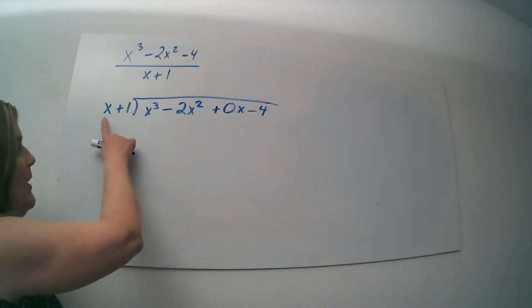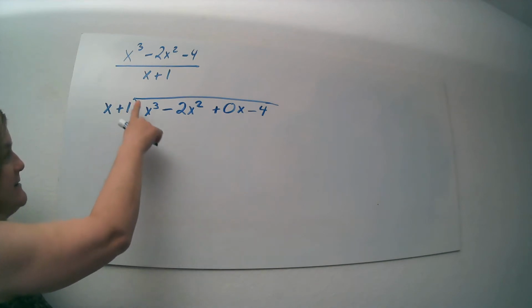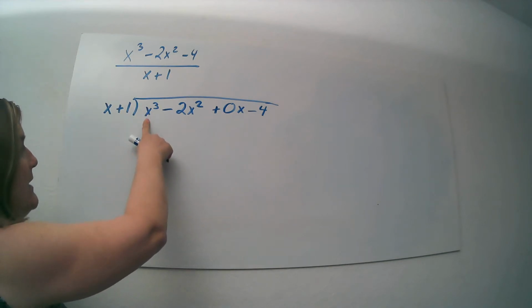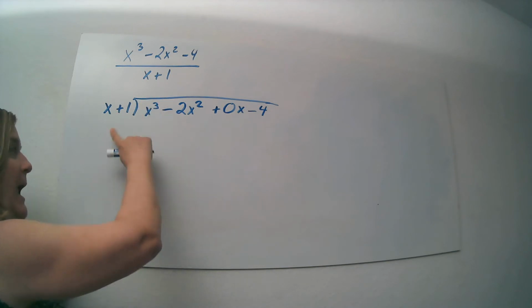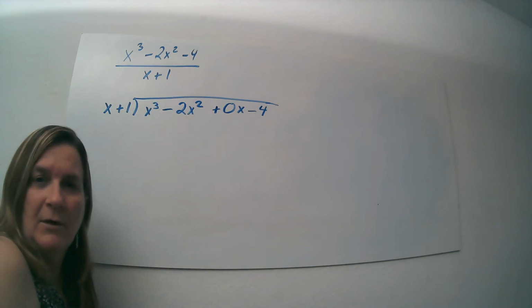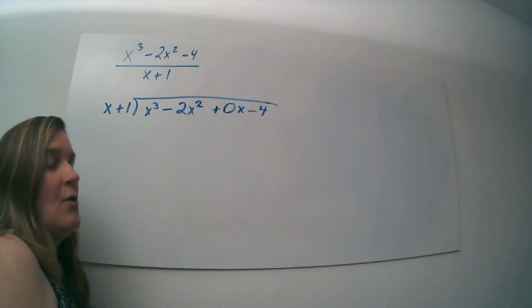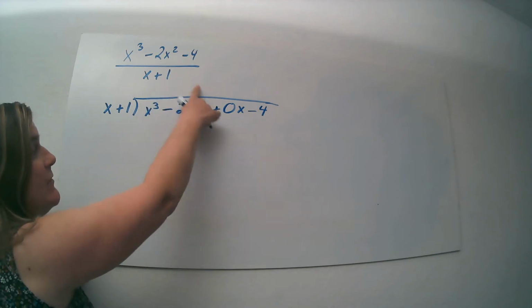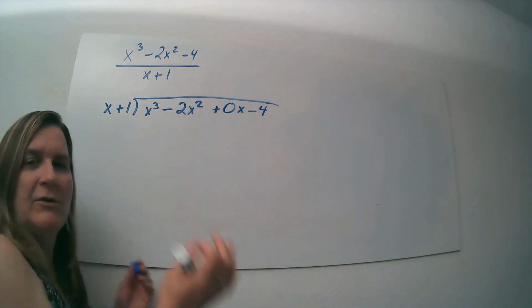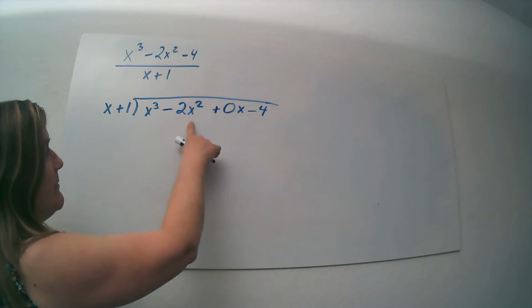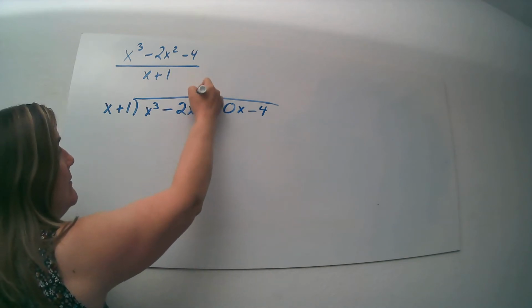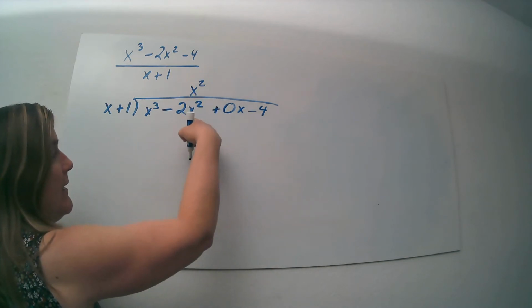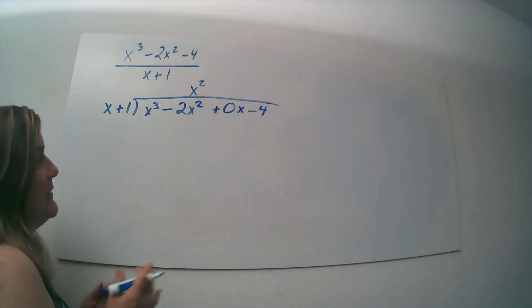So it's what do we need to multiply by x to get an x cubed? And the answer is x squared. And unlike arithmetic, when you're doing long division, where you put the x squared doesn't really matter. You can put it here, you can put it here. Different books do it different ways. I like to put the x squared right here over the term with the x squared in it.